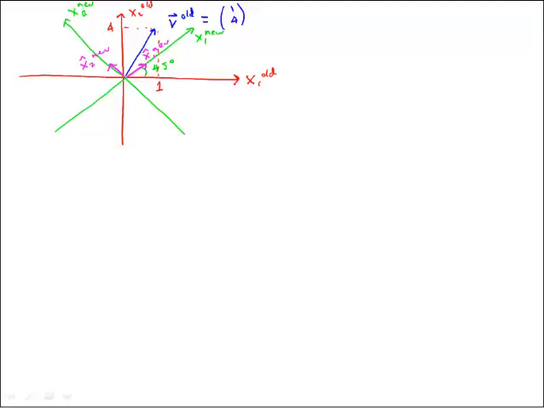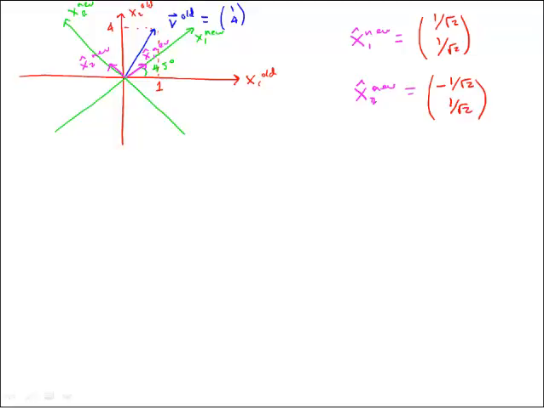Well, this is just a trigonometry problem, so we can write that x1 hat new is equal to 1 over the square root of 2, 1 over the square root of 2, because if it's at 45 degrees, it has to go up as much as it goes over, and the square root of 2 term comes in because the magnitude of this vector has to be equal to 1. Similarly, x2 hat new is equal to, well, we go over minus 1 over square root of 2 and up 1 over square root of 2.